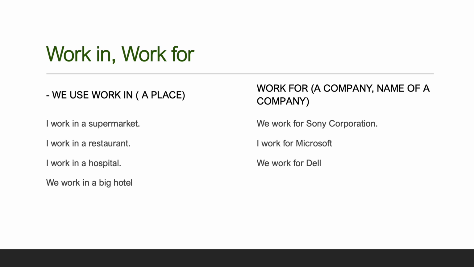But if you're going to mention a company or the name of a company, you will use work for. For example, the first example, we work for Sony Corporation. The name of the company I'm working for is Sony Corporation. In the second example, I work for Microsoft. Example number 3, we work for Dell.